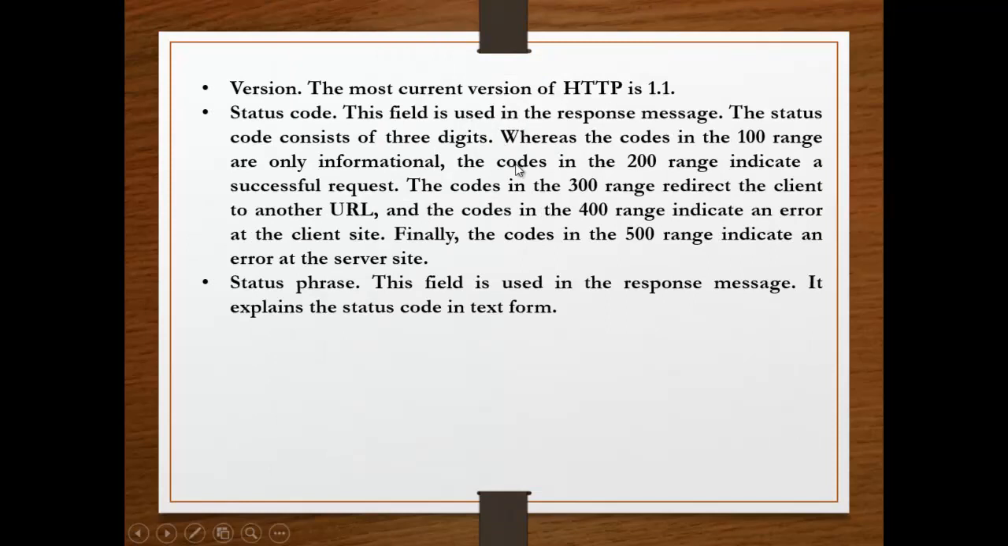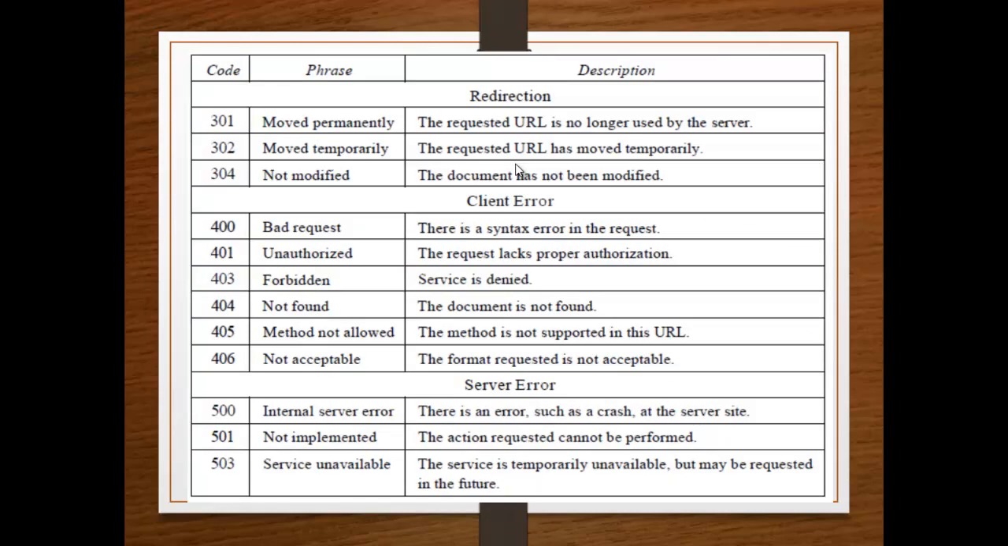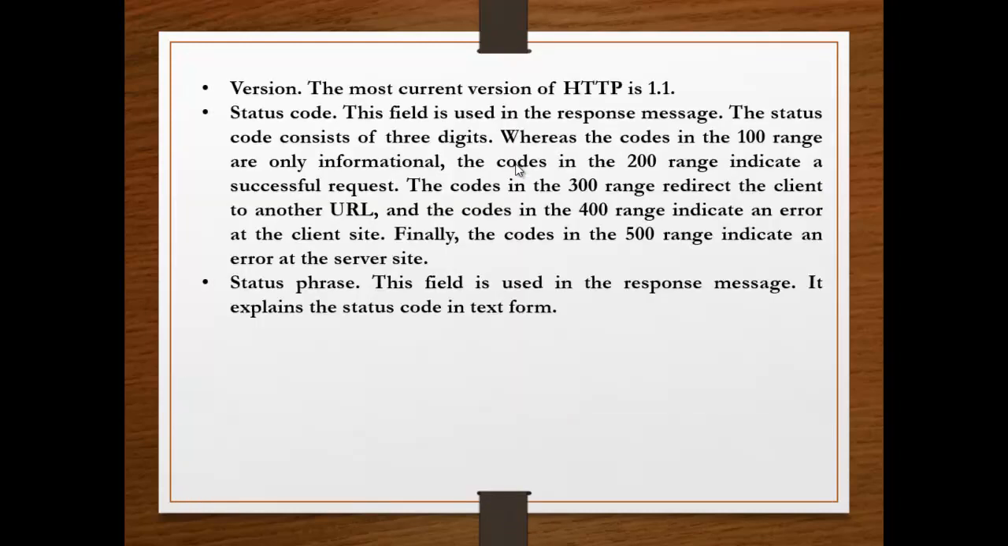There are so many numbers, and it's not necessary to memorize all these status codes. You just have to understand what a status code is, that's all. There are numbers in the 100 range, 200 range, 300, 400 and 500 ranges. If the code is in the range of 100, it is just an informational code, just telling something, that's all.